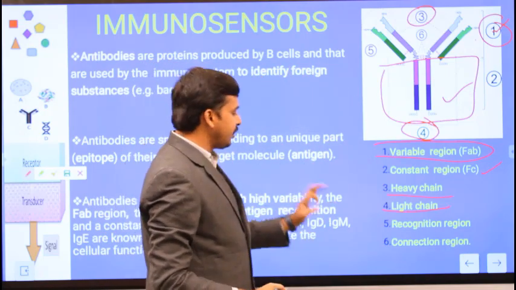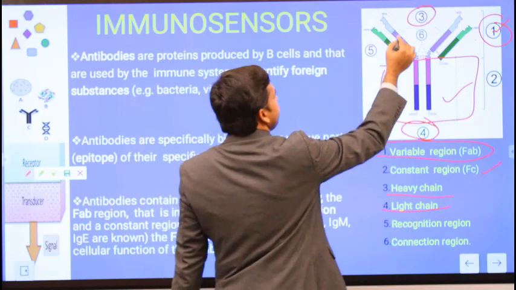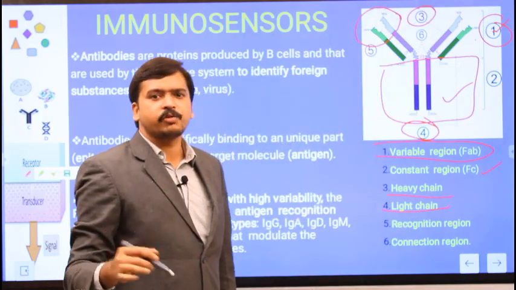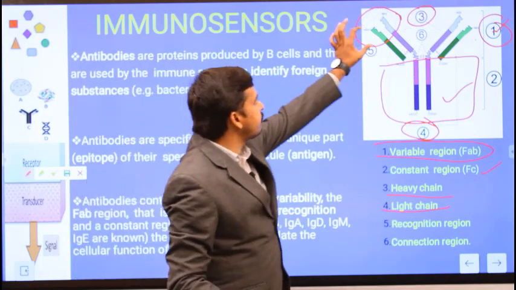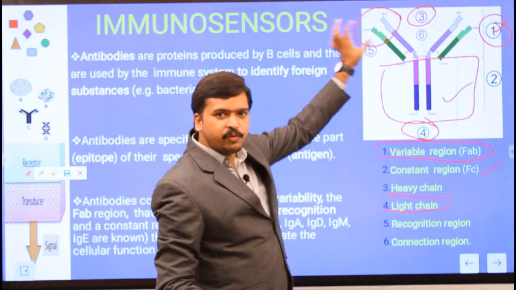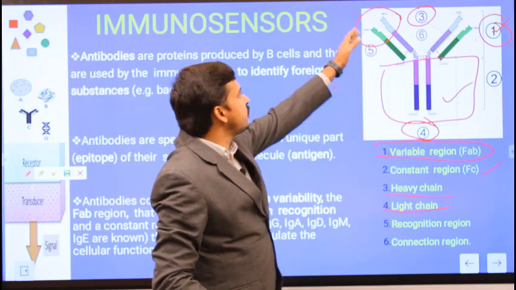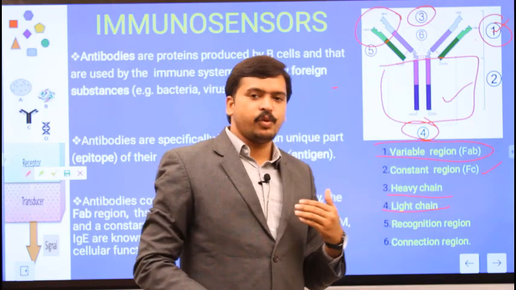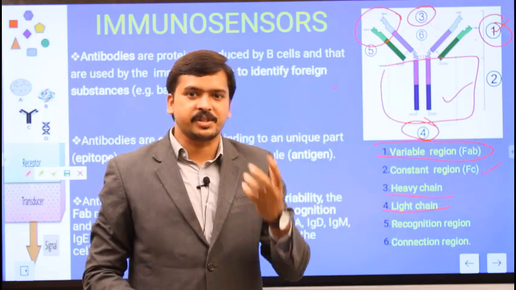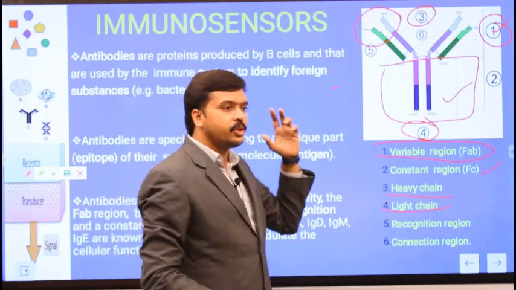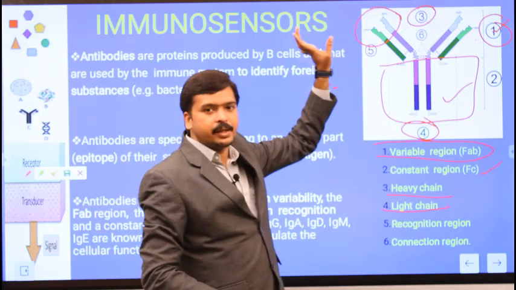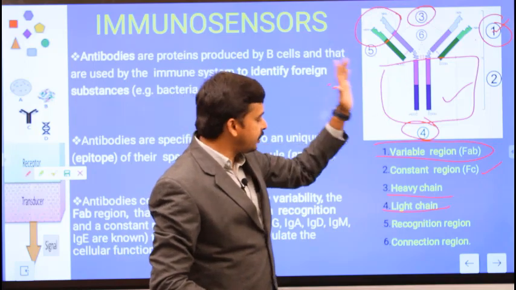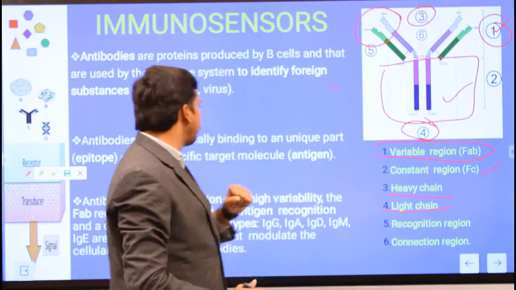The main recognition site, number 5, is the recognition area. Out of the whole variable region, this particular part actually makes the difference. This variable region is specific to a specific antigen. So when you want to select a specific antigen, you need to look into this area. A suitable antibody has to be selected, and that antibody only you are supposed to immobilize.